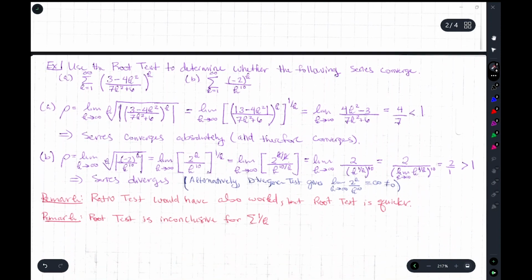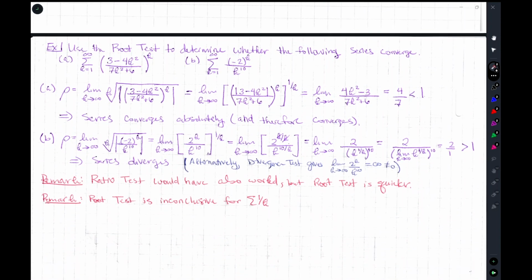So let's take a look at a concrete example. Use the root test to determine whether the following series converge. So we take a look at this. This is a prime example of where the root test is useful. You get this whole term raised to the power of k. Okay, and right off the bat, that's obviously one that is most likely more easily solved using the root test.